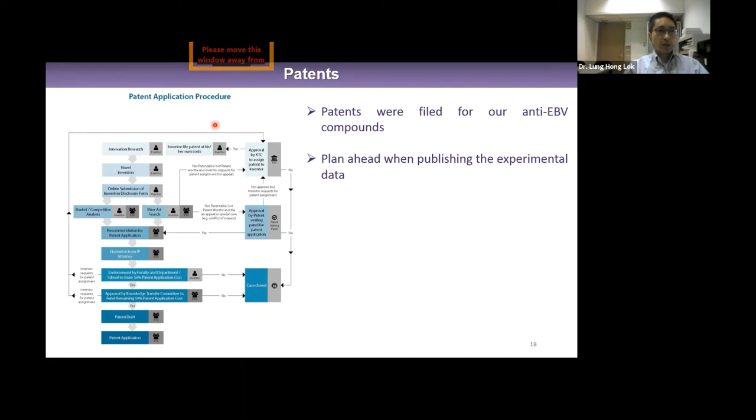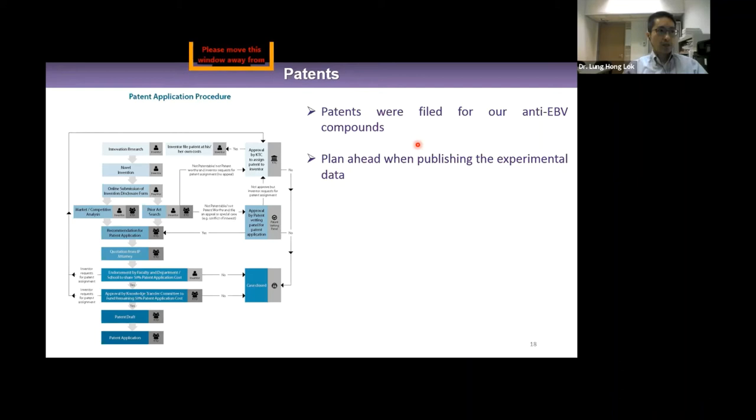This is just a general flowchart of how a patent application can be performed. I just follow what they told me to do. So the patent is critical for the commercialization process.